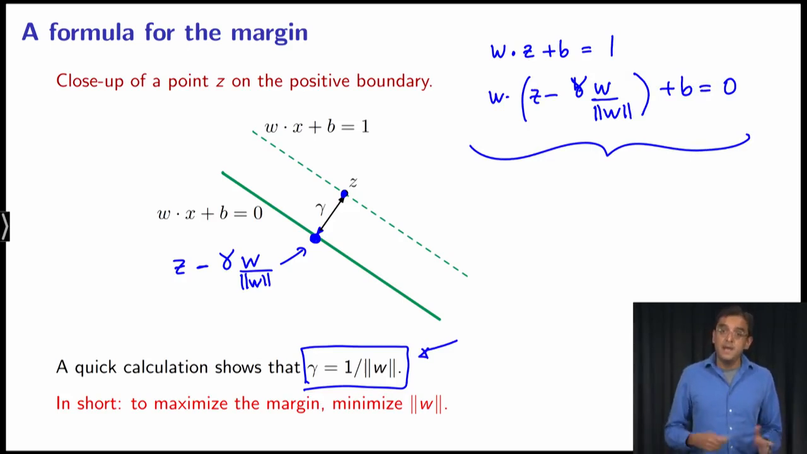At any rate, we now know what the margin is. It's 1 over the length of w. And since we want to maximize the margin, what we need to do is to simply minimize the length of w.